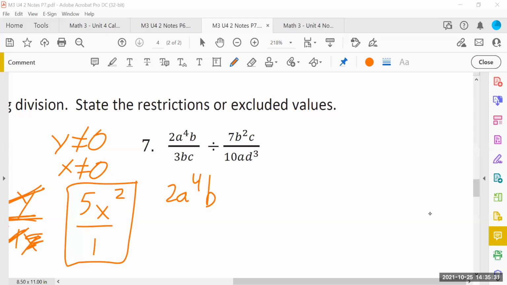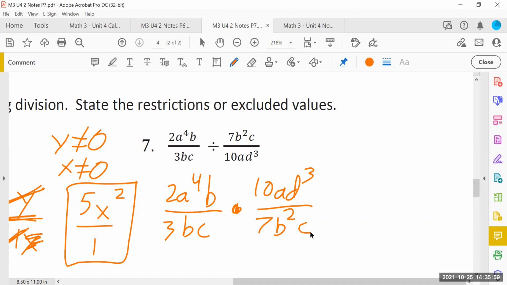Got to resume the recording. So what we had said was, we skip number 6 there, we'll keep going. There's the answer for number 6: 2a to the 4th b over 3bc. When I want to divide one fraction by another, I keep the first one exactly the same. I change the sign to multiplication and I flip the other fraction over. 10ad cubed over 7b squared c.